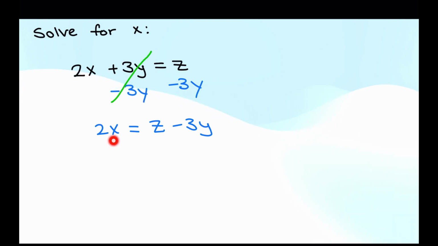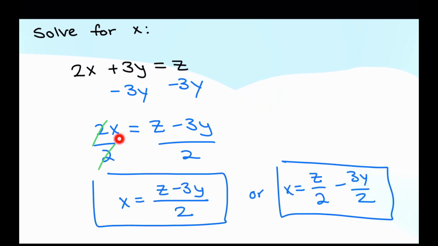Now, we're still trying to get x by itself, so the next step is to get rid of the 2. That means I have to divide both sides by 2. Now I'm just left with x equals, and there's two different ways you can write your answer. You can leave your answer as z minus 3y all over 2, because that entire quantity, whatever it is, gets divided by 2. So you can leave your answer as one single fraction.